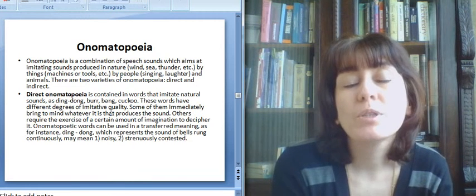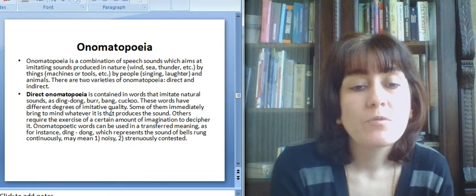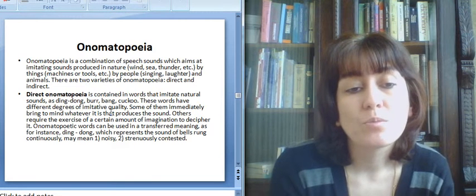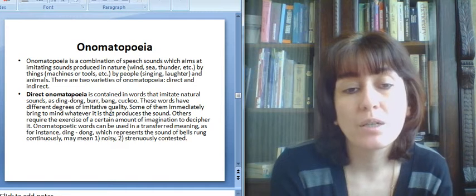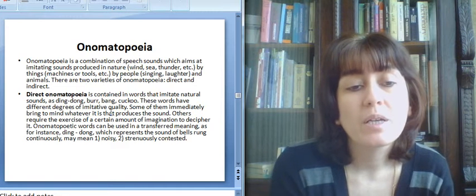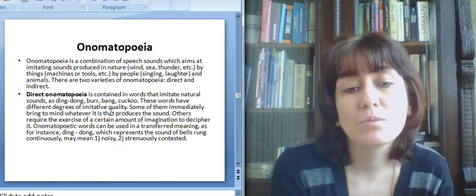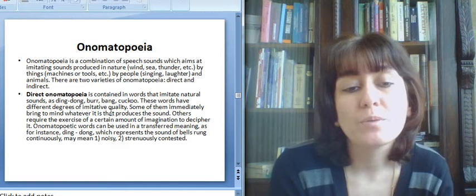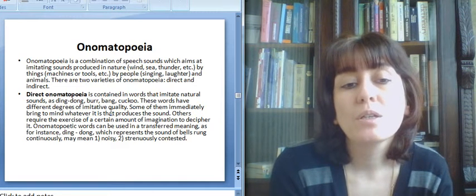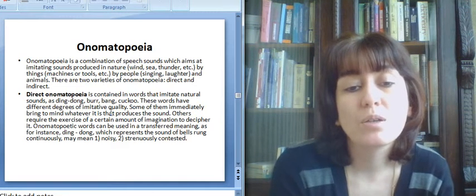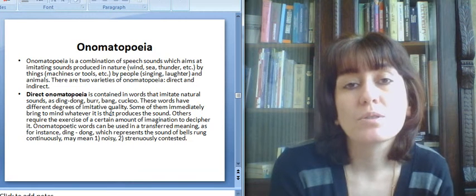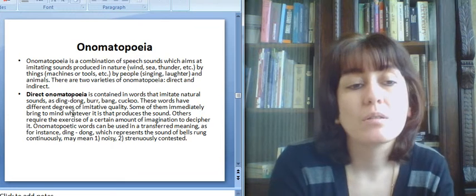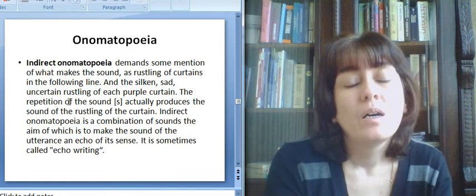These words have different degrees of imitative quality. Some of them immediately bring to mind whatever it is that produces the sound. Others require the exercise of a certain amount of imagination to decipher it. Onomatopoeic words can be used in a transferred meaning, as for instance ding-dong, which represents the sound of bells rung continuously, and may mean noisy and strenuously contested.